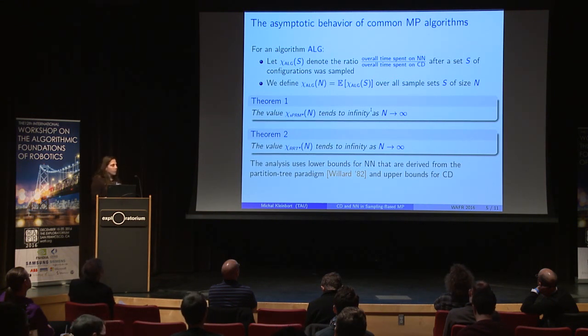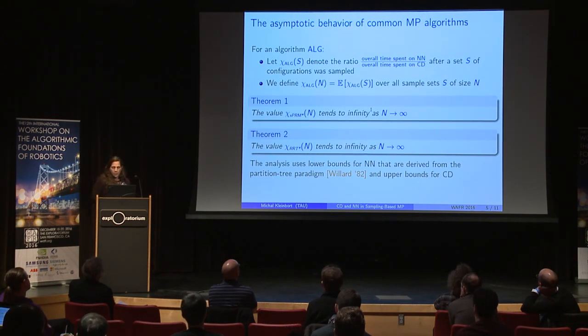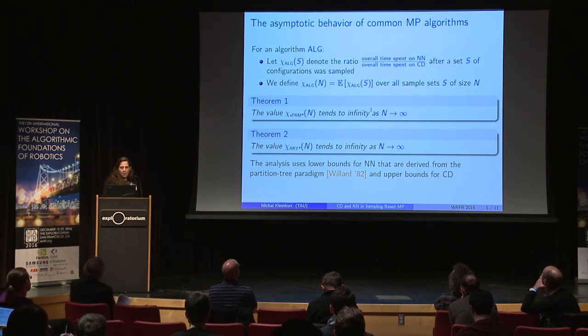And we define kappa of n to be the expected value of kappa of S over all sample sets S of size n. And in the paper, we prove the following two theorems: that the expected value of the ratio, both for SPRM star and for RRT star, tends to infinity as the number of samples n goes to infinity. And in our analysis, we use lower bounds for nearest neighbor search that are derived from the partition tree paradigm, and we also use an upper bound for collision detection. So let me mention that we assume that our nearest neighbor data structure follows this partition tree paradigm, and this is a reasonable assumption. It is justified in most nearest neighbor data structures that use trees.